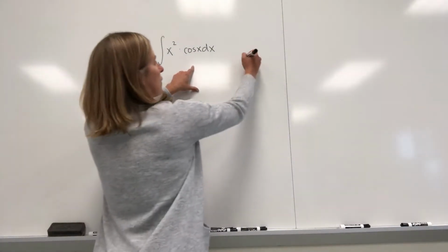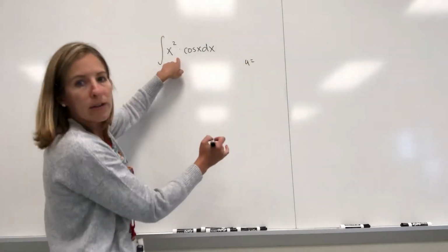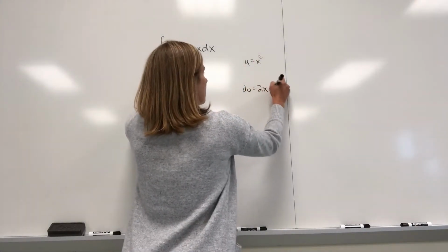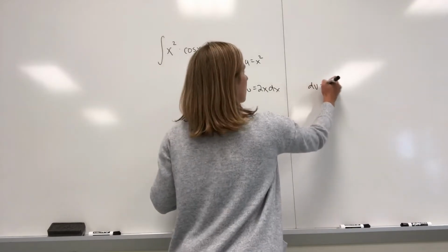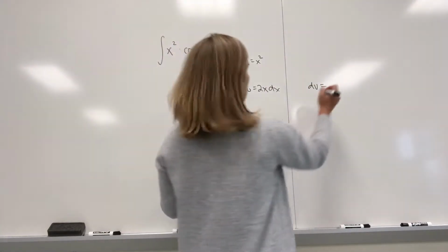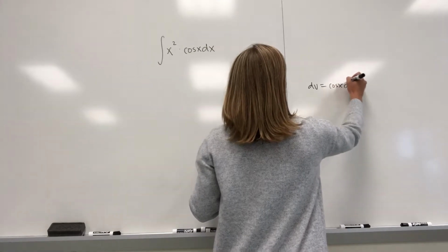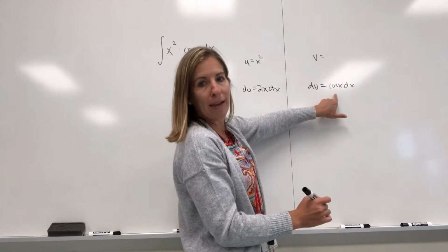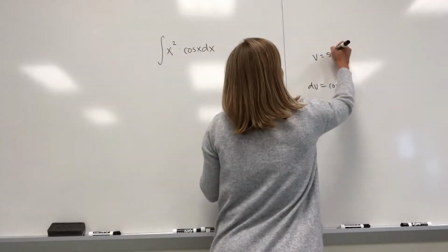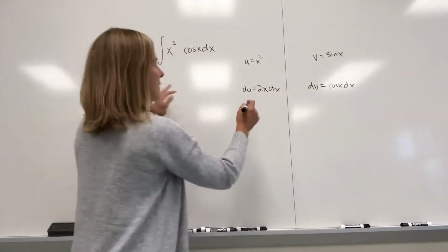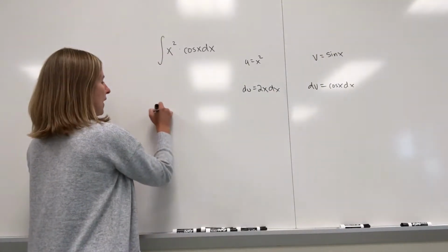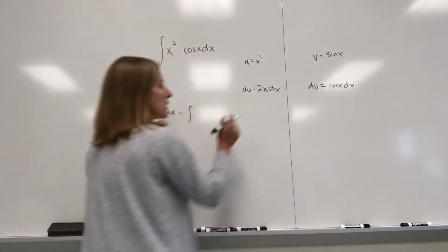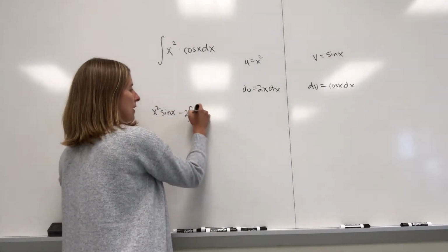So if you see, you should make u x squared, and then du is 2x. dv, can you see that? Will be cosine of x dx, and then v would be the integral of this. So think of who has this as its derivative, so that's sine. And then this gets rewritten as x squared sine of x minus the integral of this times this. So I'm going to put the 2 on the outside.